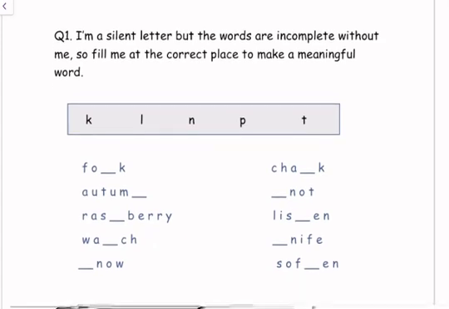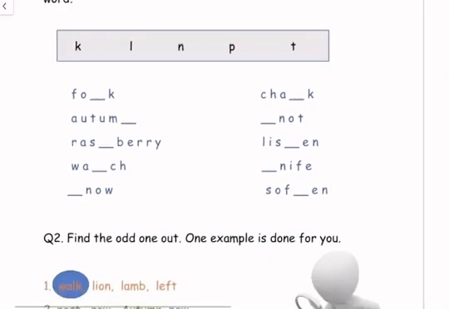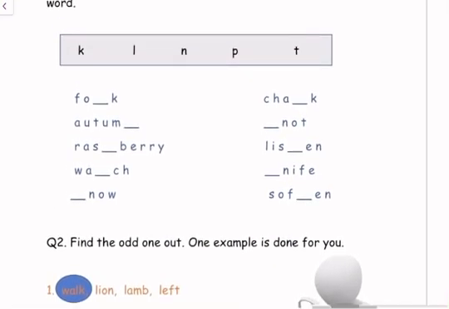Question number 1. I am a silent letter, but the words are incomplete without me. So fill me at the correct place to make a meaningful word. First one is folk, F-O-L-K, autumn, N, raspberry, P, watch, T, no, K, chalk, L, not, K, listen, T, knife, K, soften, T.